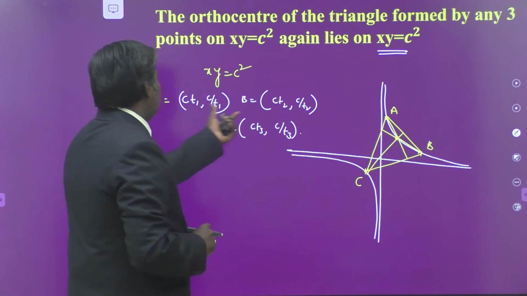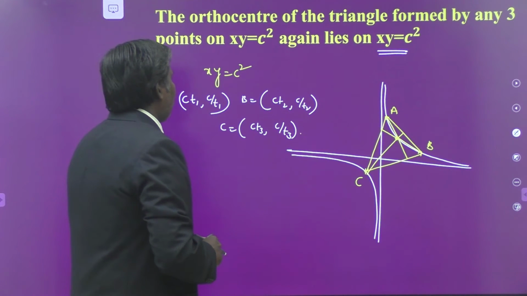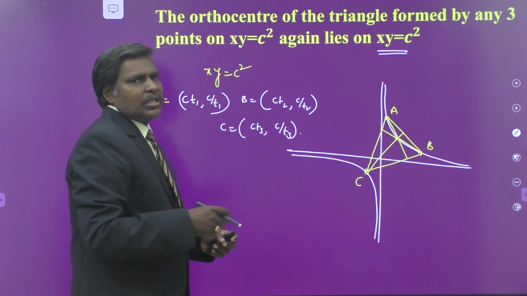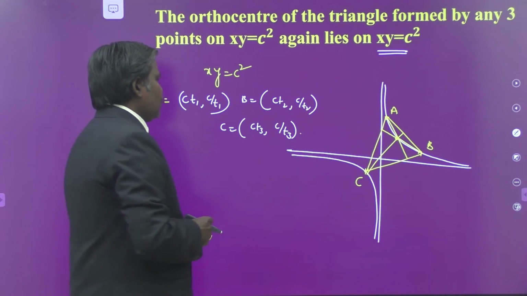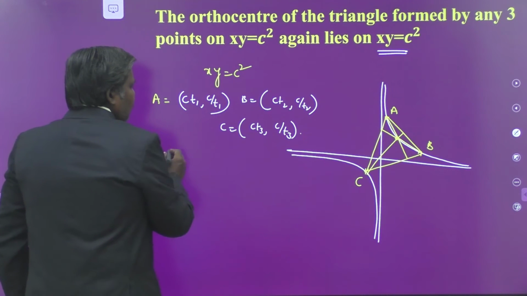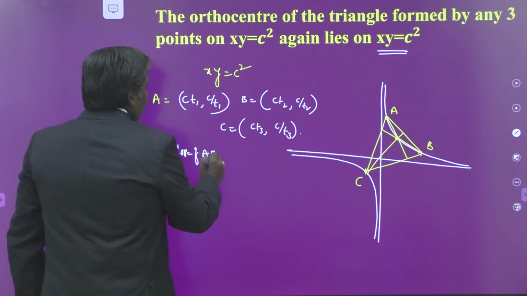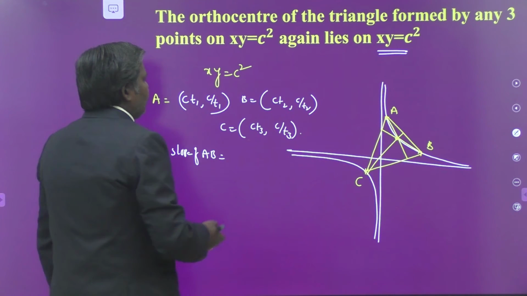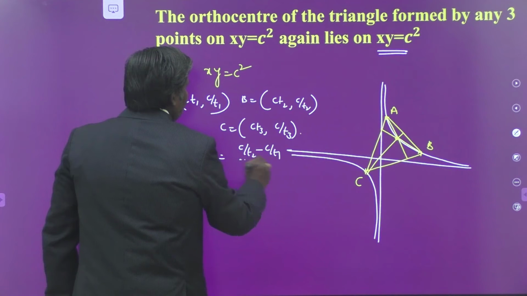So these are the coordinates of the vertices of the triangle. We have to find out the altitudes. The point of concurrence of altitudes is nothing but your orthocenter. So what is the slope of AB? Slope of AB is equal to (c/t2 - c/t1) / (ct2 - ct1), already we proved.